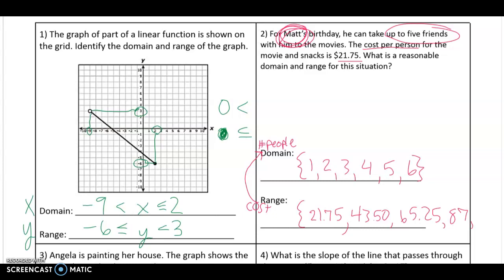And then we add another $21.75 and we get $108.75. And lastly, for 6 people, add another $21.75 and we get $130.50. So keep in mind, if there are 6 people, then there should be 6 different costs. And those are all the different costs that you could use depending on how many people come to his birthday party. So just remember, don't forget about Matt. And remember, the domain is the number of people. The range are the costs for those people.